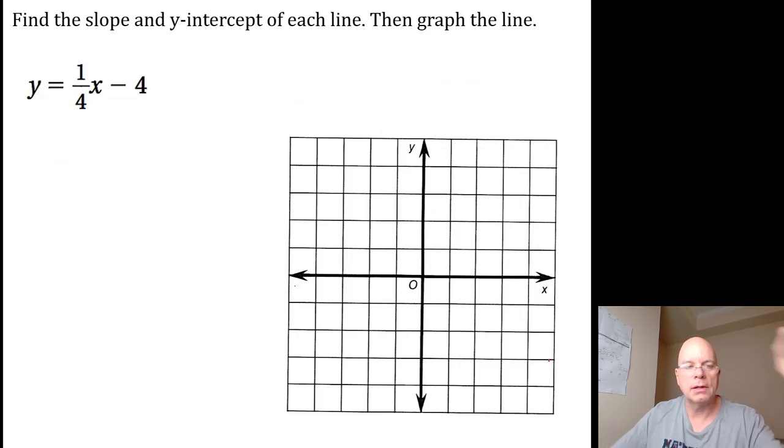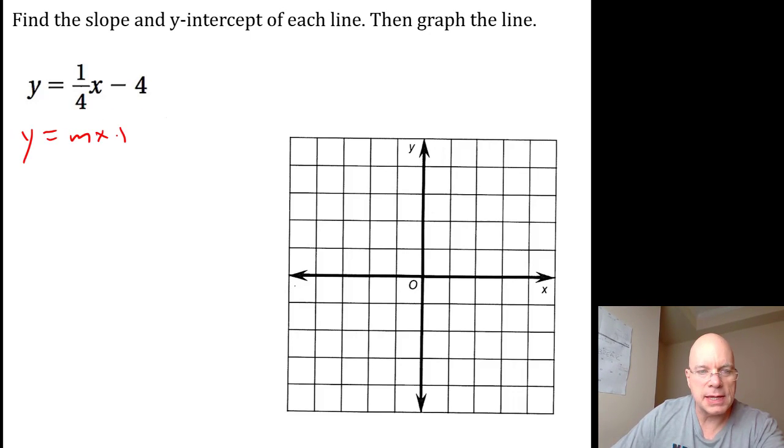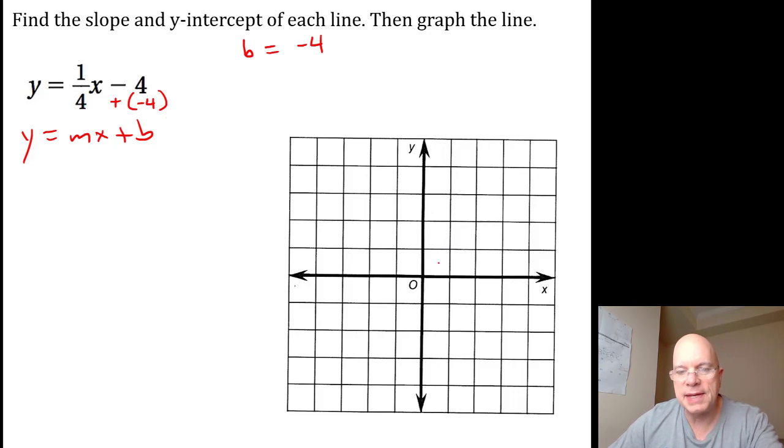This one, y equals mx plus b. So we'll begin with b. b here is negative 4. Subtracting 4 is adding negative 4. So we begin with a y-intercept of negative 1, 2, 3, 4. The line crosses the y-axis right there.